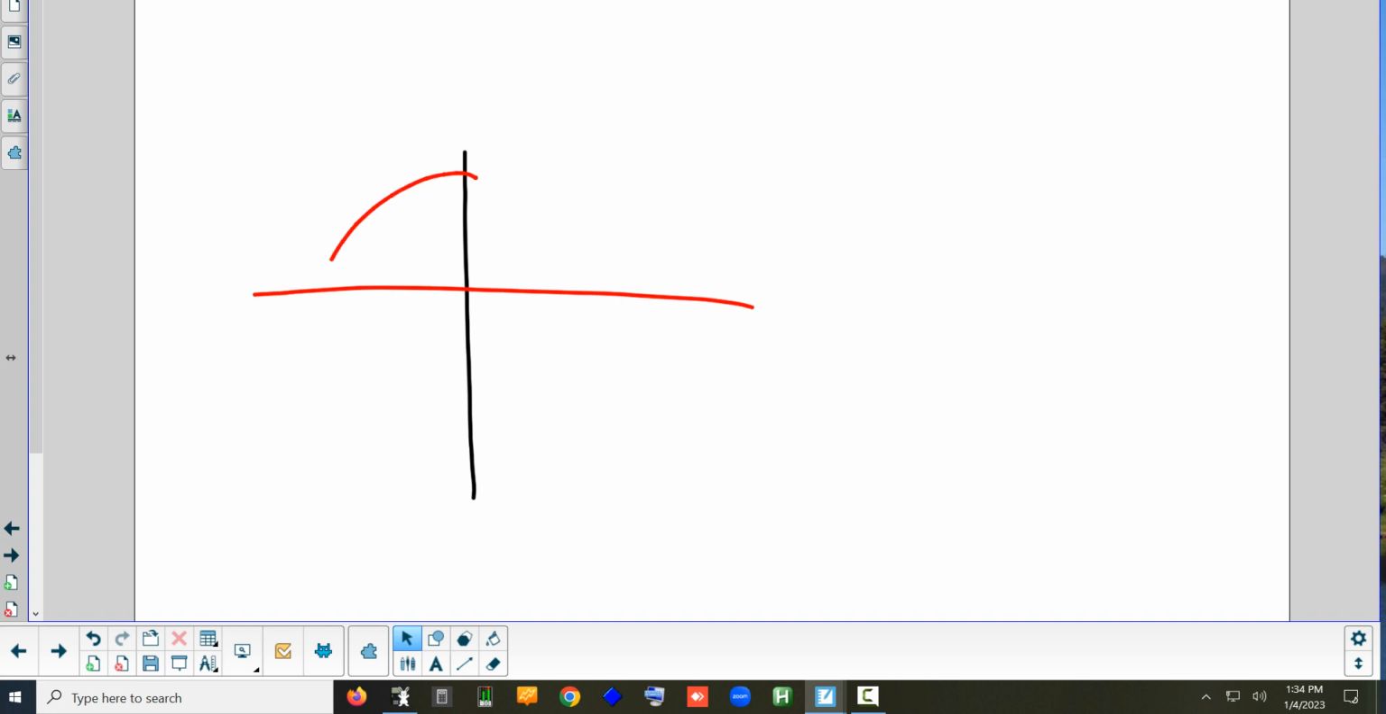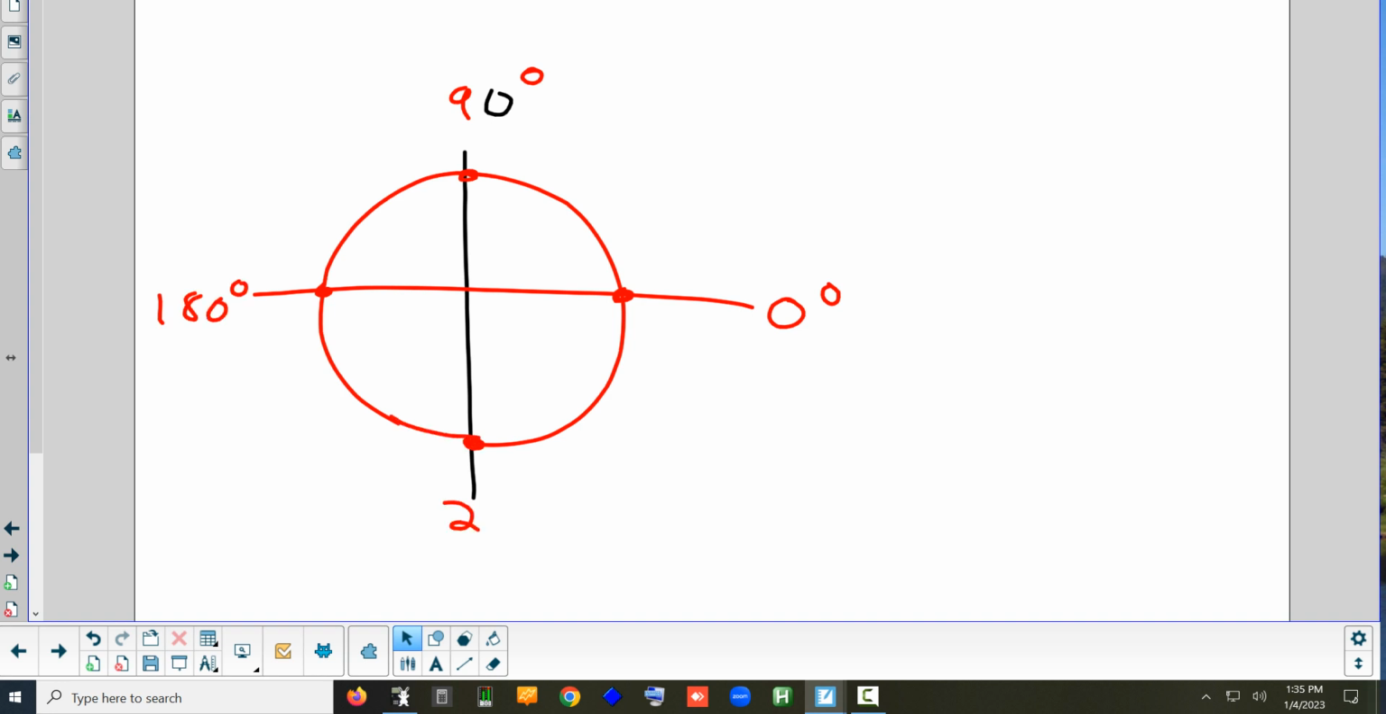Can someone remind me from yesterday, what are the 4 angles that we were able to get the coordinates for? You don't have to tell me the coordinate. I just want to know the angles. 0, 90, 180, and 270. And all of those coordinates had zeros, ones, or negative ones. Okay, so they all had a 0.